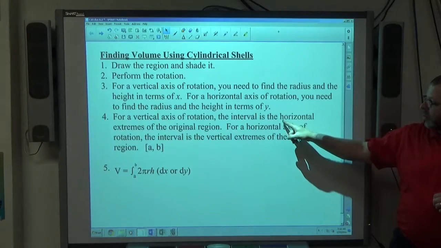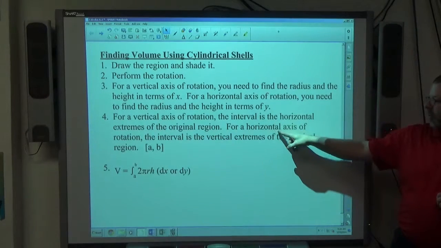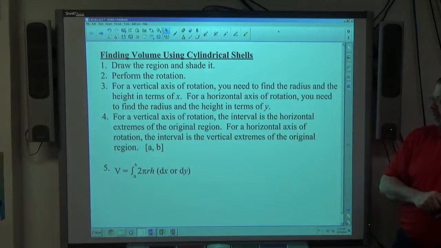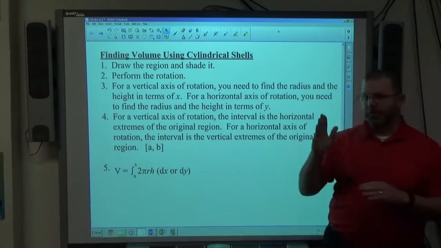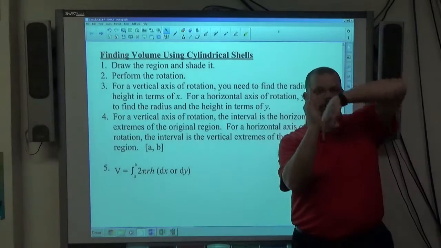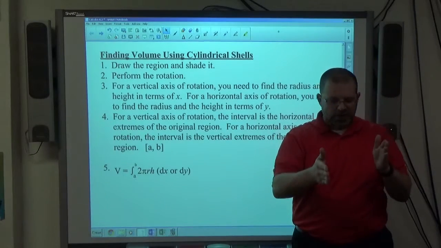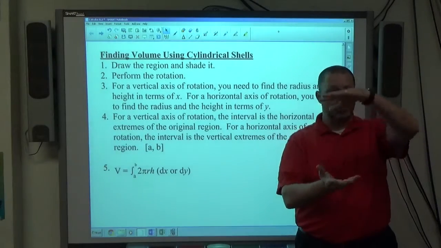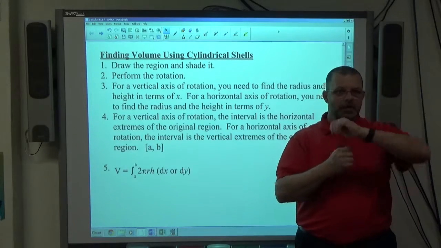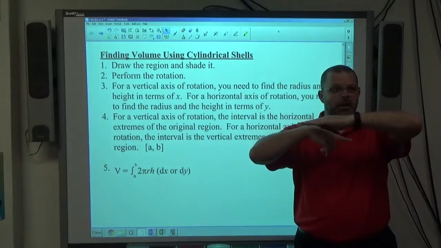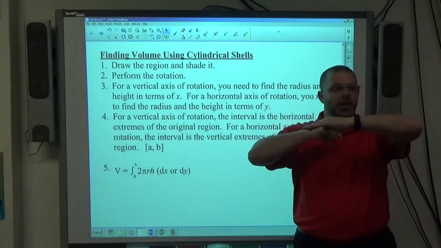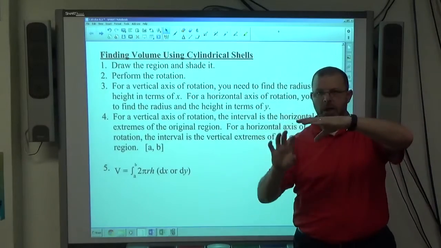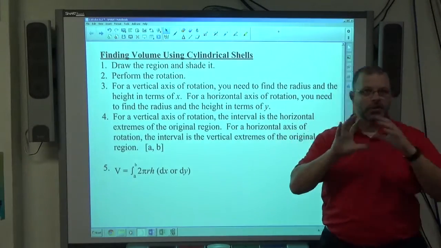So we're going to go backwards from the disc or washer method, right? For a vertical axis rotation, the intervals are the horizontal extremes. For a horizontal axis, the intervals are the vertical extremes of the original region, so whatever is shaded. So if I'm doing a vertical axis rotation, the region starts at x equals something, ends at x equals something. That's my interval. And if I'm doing this, it's going to be a dy interval. So the region starts at y equals something, and ends at y equals something. So that's what we're concerned with.